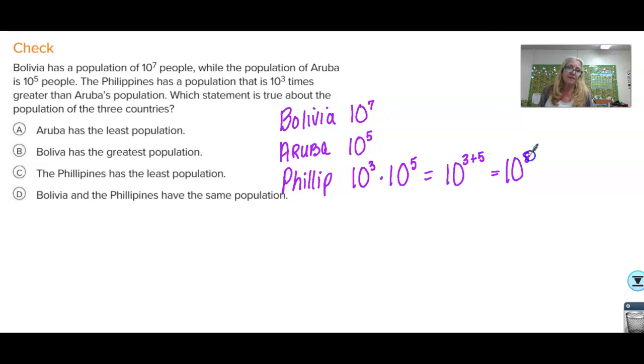which is 10 to the 8th. Okay. So which statement is true about the population of the 3 countries? Well, the first one says Aruba has the least. And that first one is true. Aruba does have the least. 10 to the 5th is the smallest number. Bolivia has the greatest. That's not true. The Philippines is greater. The Philippines has the least. No, in fact, the Philippines has the most. And Bolivia and the Philippines have the same. Nope, that's not true either. So A was the only correct answer.